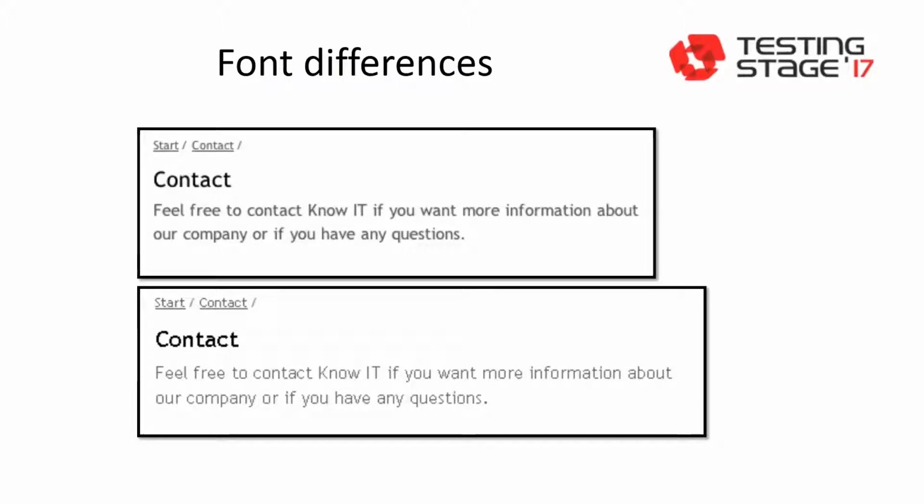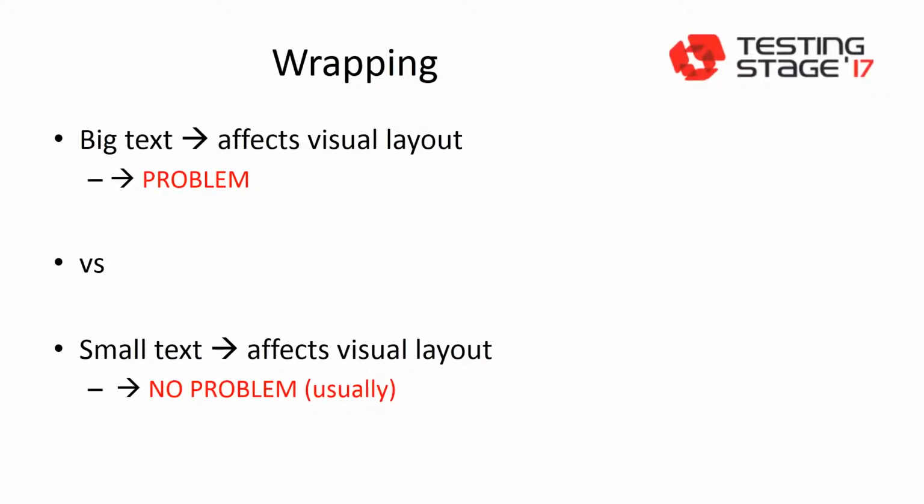And detecting these blocks, we found that these font differences sometimes do matter. In most cases, people don't care. That's when the text is small. But when the text is big, it does matter, because then it's part of the design. When you have half a screen full of letters and it's wrapped wrong, it starts to look wrong. So our conclusion was that big text that does affect visual layout, we should detect it as a problem. Small text, no problem, at least usually. Unless the designer is a really picky one and there are no back-end developers in the team.